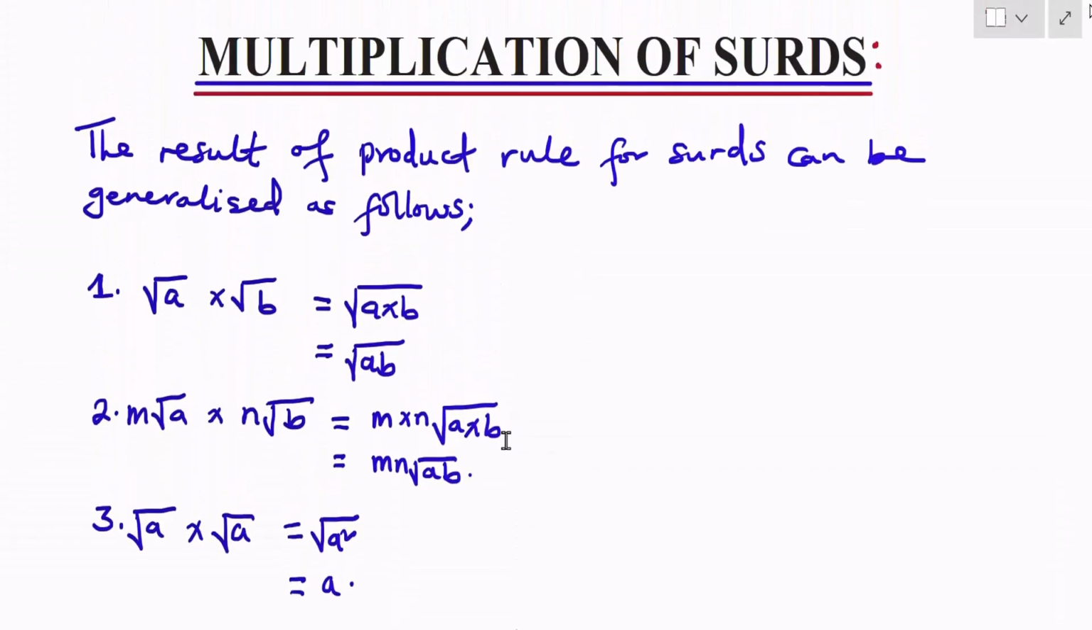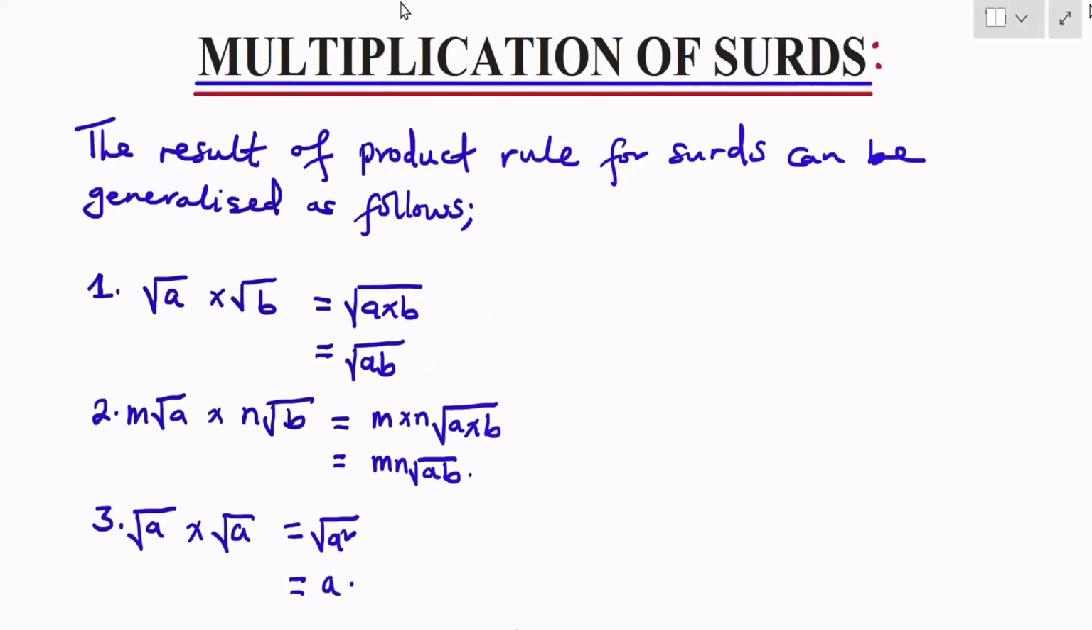We are saying that the result of the product rule for surds can be generalized in three ways. Number one, if you have the square root of A multiplied by the square root of B, it is the same as having the square root of the multiplication of A and B, which is the same as the square root of AB.